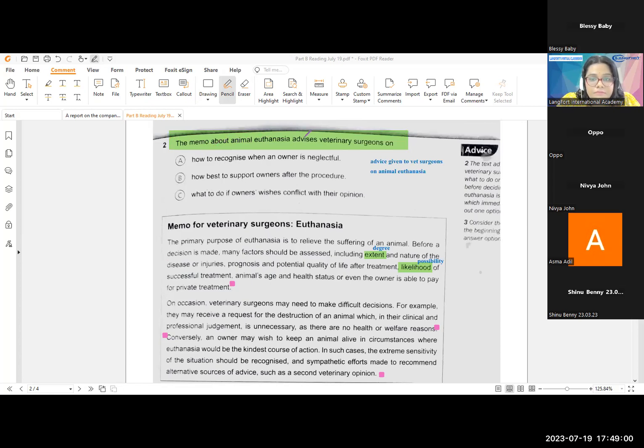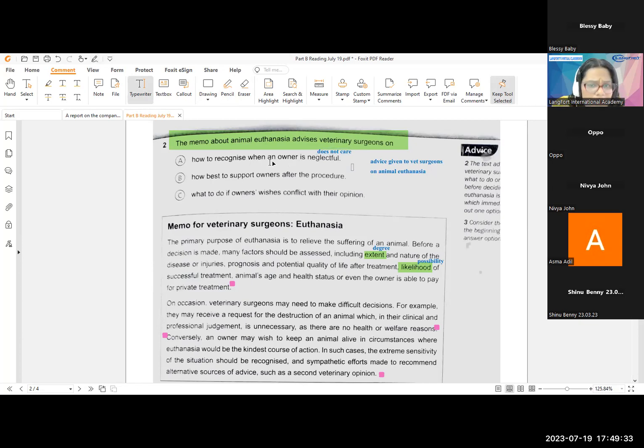The memo about animal euthanasia advises veterinary surgeon on how to recognize when an owner is neglectful. Have they talked about, what do you mean by neglectful? Not refusing to do something. Okay, almost there. That something is not taking care. Neglectful is when somebody does not care. So refusing to care, that's what neglectful is.